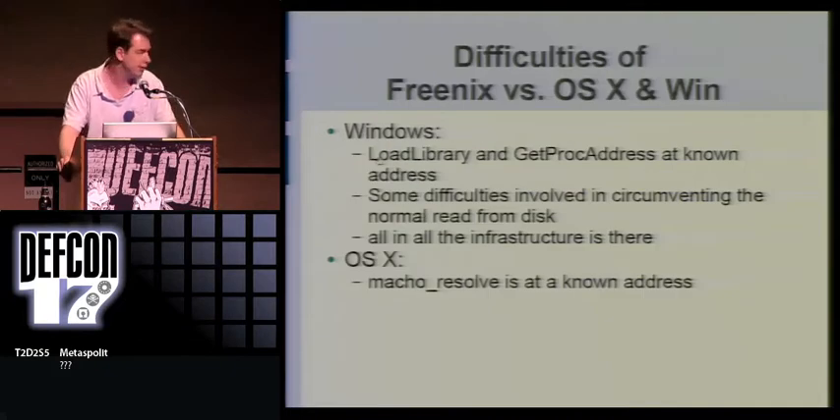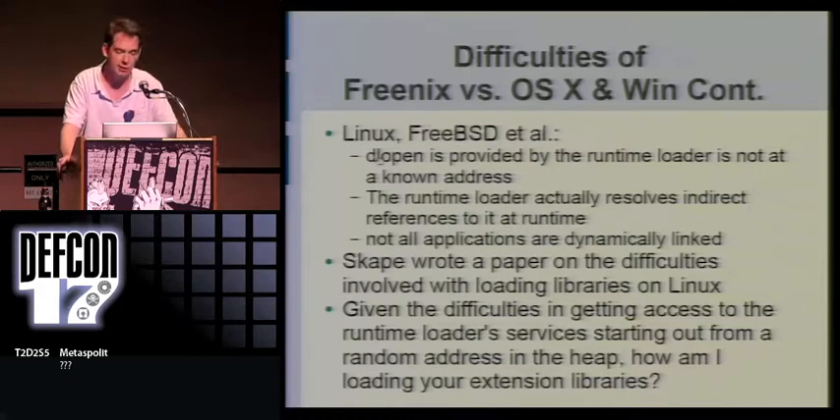Yes and no. So in Windows, LoadLibrary and GetProcAddress are all at a known address. There is some hacking that had to be done to get around reading it off of disk. You've got it as a blob in memory, and most of the APIs that map libraries want to read it off disk. But all in all, the infrastructure is there. You hook the right calls, and you can load a library from memory, and it just works. OS X is fairly similar. The Mach resolve is at a known address, and with very little code you can inject a bundle into an arbitrary application.